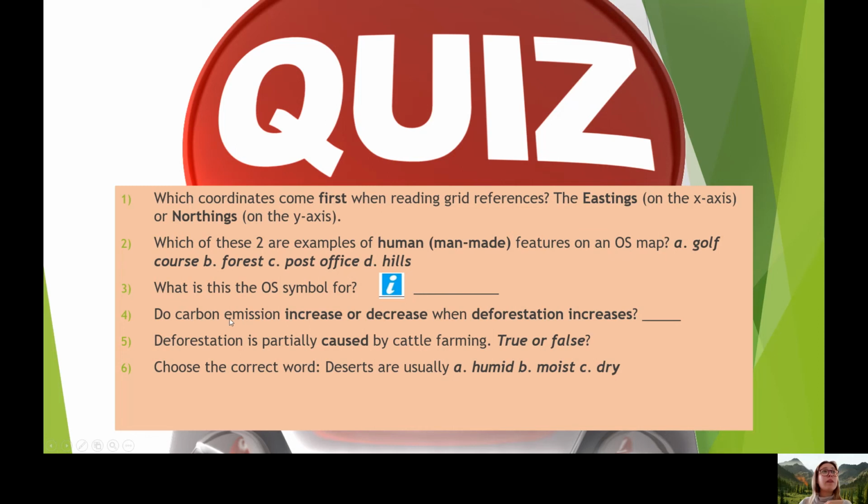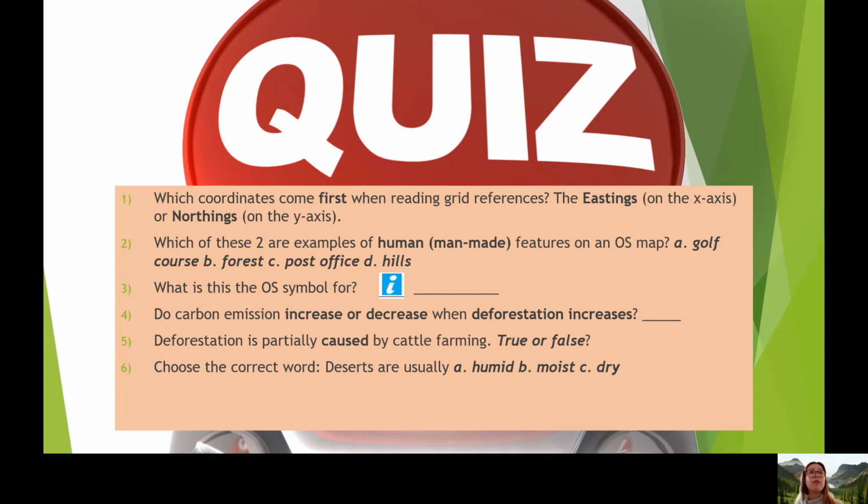And question 4, do carbon emissions increase or decrease when deforestation increases? So when deforestation increases, do carbon emissions increase or decrease? The more trees that are cut down, how does that affect carbon emissions? Question 5, deforestation is partially caused by cattle farming. True or false? Pause this video now and write down your answer.